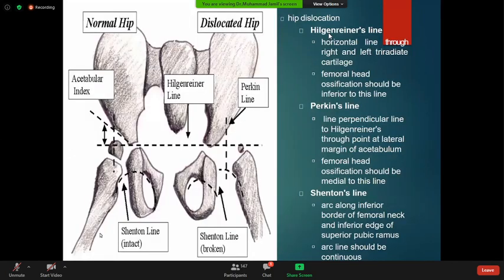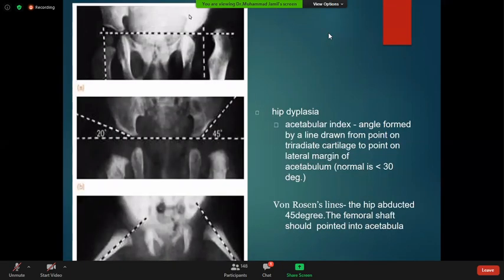Periodically after 6 months of age, we do X-rays, and there are certain important things. There's a straight line we draw here through the triradiate cartilage, and another line we draw to the outer margin of the acetabulum. The head should be in the inner lower quadrant. So this is normal. But you can appreciate that here the head is in the outer upper quadrant, so this is dislocated. In this X-ray, the head is dislocated, and the acetabular index is 45 degrees, which means that the acetabulum is shallow.